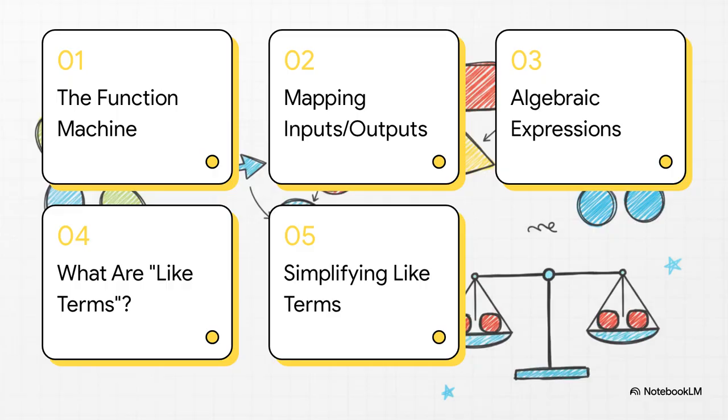So, here's our game plan. We'll start with this idea of a function machine, then figure out how to draw a picture of what it's doing. After that, we'll bring in algebra to write the rules, and finally, we'll learn the super useful skill of cleaning up our algebraic expressions. Let's get right into it.